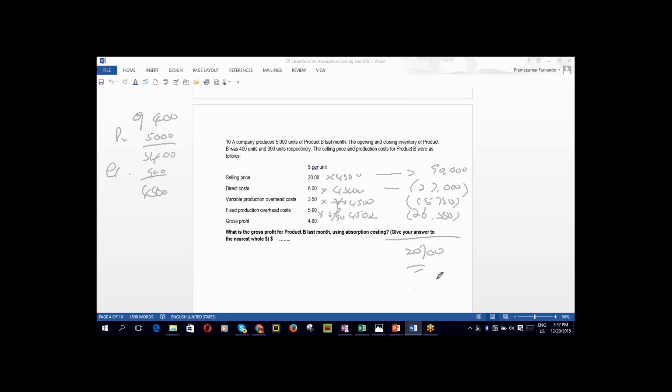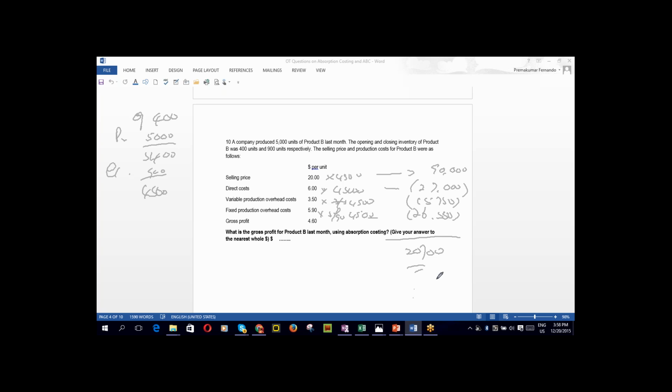What I want to explain in this question is that you don't need to go by under absorption, over absorption, all that. You have to look at the question and see what is the easiest approach to use. They have given all the information, and you have been asked to calculate the absorption. So you know the direct cost, the variable production overhead, and the fixed production overhead. You only have to find out with the figures the number of units that is sold.